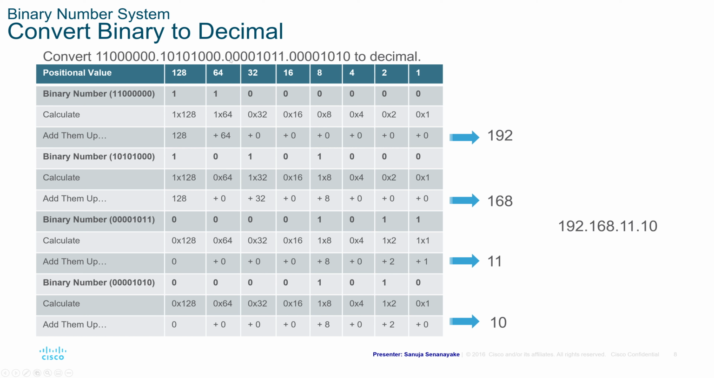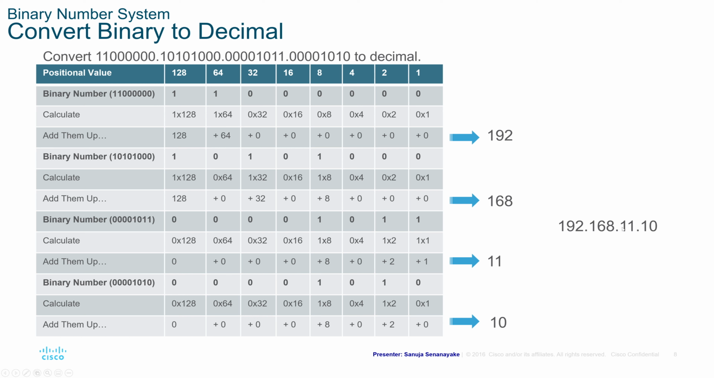Now look at the third octet. Again, a bunch of zeros at the front, 4 zeros, then 1, 0, 1, 1. So on the positional values of 128, 64, 32, and 16, all zeros. Then on 8, we have 1, on 4 we have 0, on 2 we have 1, and on 1 we have 1. So that means 0 times 128, 0 times 64, 0 times 32, 0 times 16, which all result in zeros. Then we have 1 times 8, 0 times 4, 1 times 2, and 1 times 1. And if you add 8 plus 2 plus 1, that gives you 11.